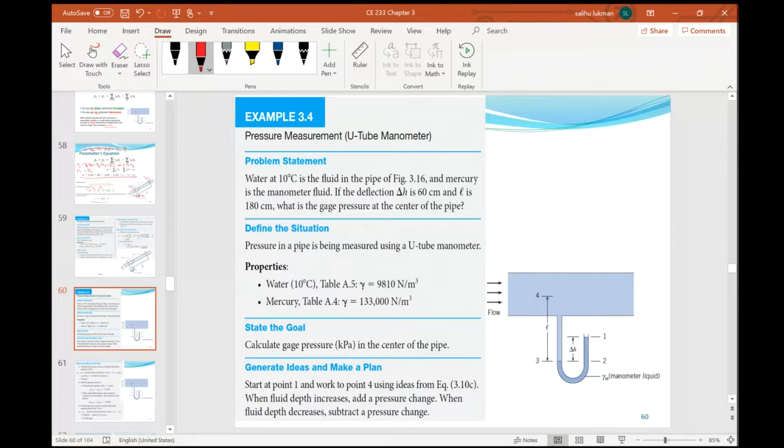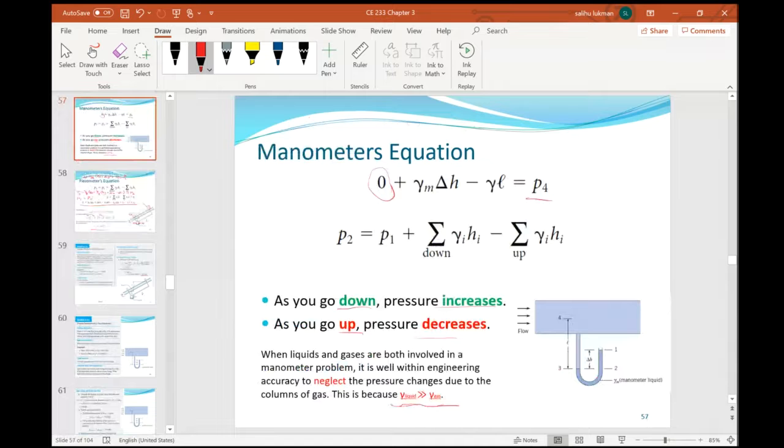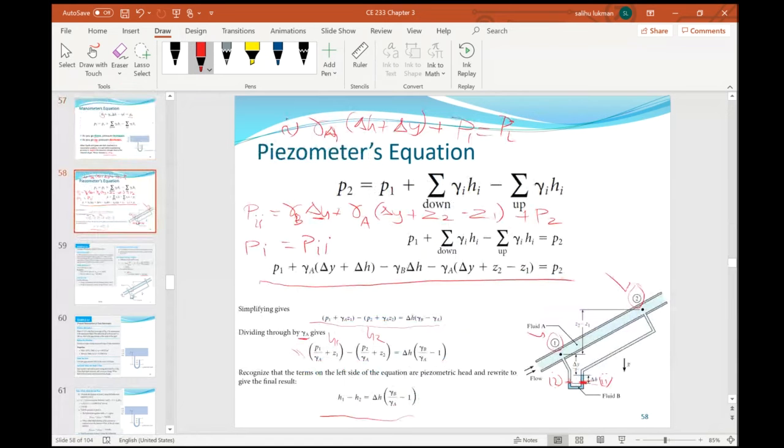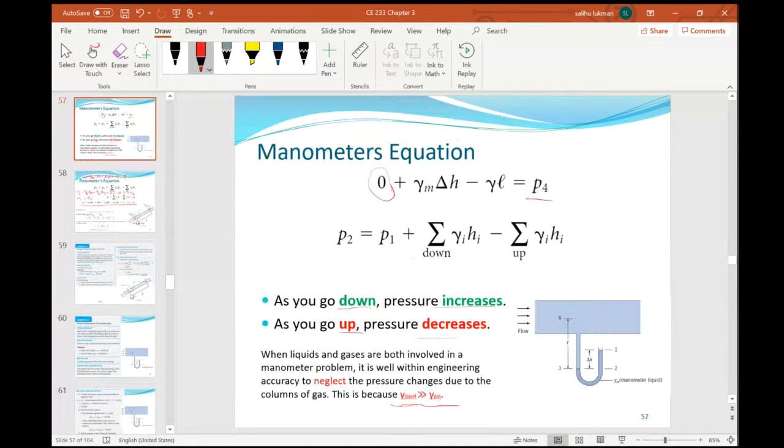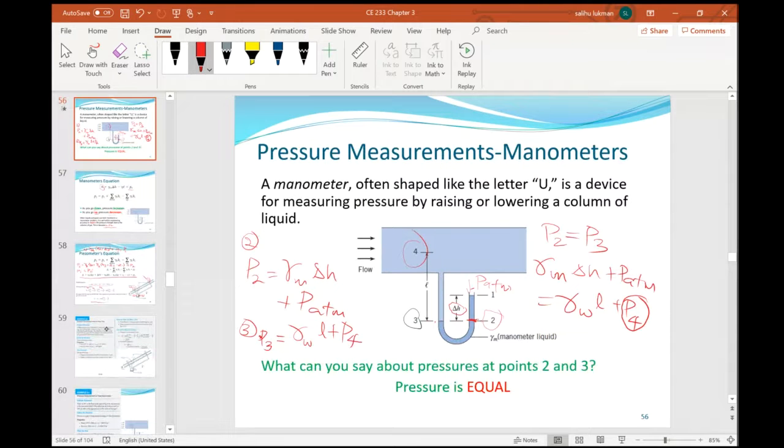If the deflection delta H is 60 centimeters, and L is 180 centimeters, what is the gauge pressure at the center of the pipe, which is P4? We generated the equation for P4, if you remember before. This is it, where we equated the pressure at the right arm to the pressure at the left arm at the same elevation.